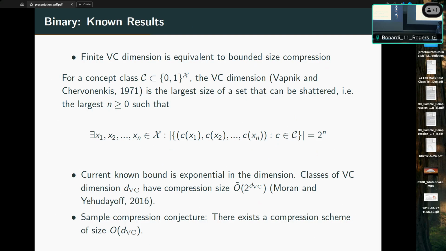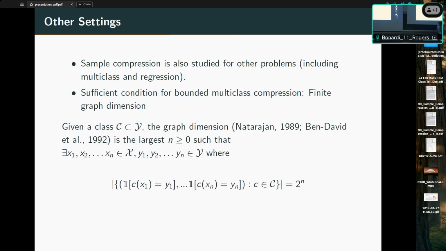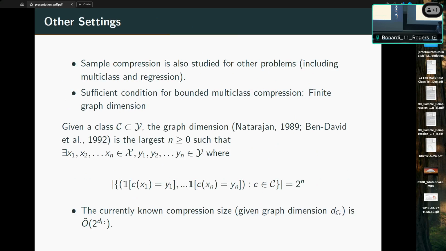And the sample compression conjecture posits that there exists a compression scheme that's linear in the VC dimension. So this is the binary case, what's known. This is also studied in other settings like multi-class and regression. There are many dimensions in these settings, but in multi-class, one of them is the graph dimension, and it's a sufficient condition for bounded multi-class compression. And the current known compression size, which uses similar techniques to prove, is also exponential in the graph dimension.